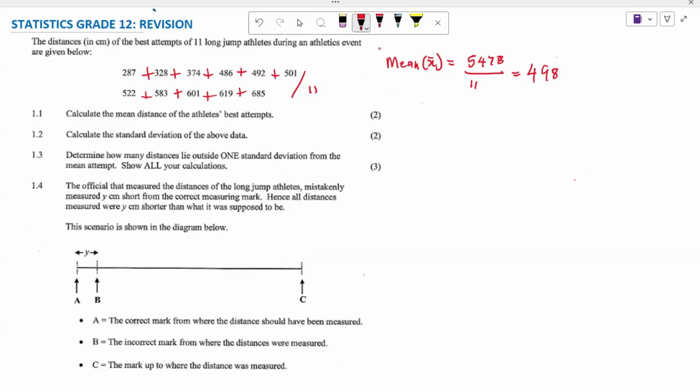374, which is the third one. Then you are having 486, the fourth one. You're having 492, the fifth one. You're having 501, and then 522, then 583, then also 601, then 619, then also 685, right? And that will be the 11th data.